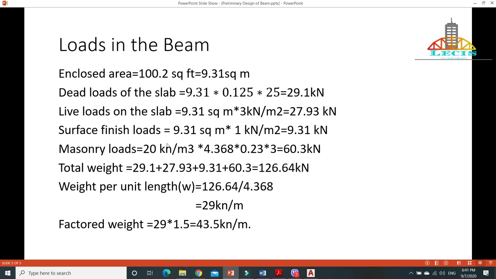Okay, this is the total weight, but we need to calculate the weight per unit length. So weight per unit length will be total weight divided by length of the beam, which is 4.368 meter or 14 feet 4 inch beam. This will give 29 kilonewton per meter. For moment calculations, we need the factored weight. That is, to calculate the factored moment, we need factored weight, and for factored weight here I take the factor 1.5, which gives 29 into 1.5, which equals 43.5 kilonewton per meter.